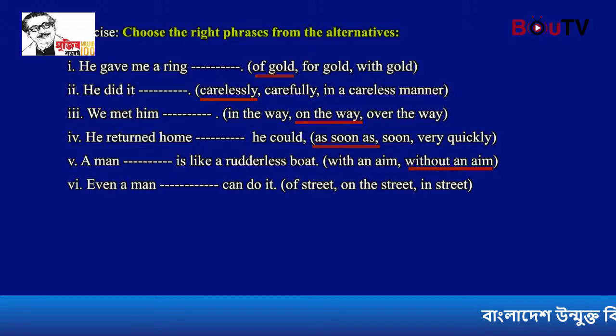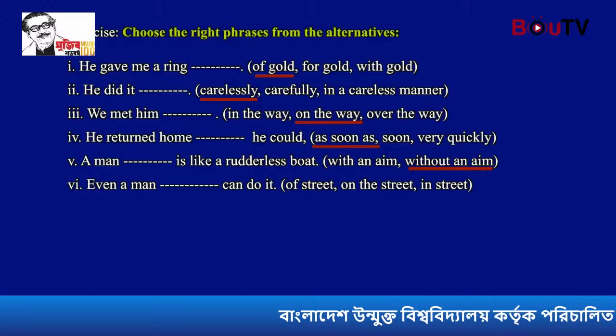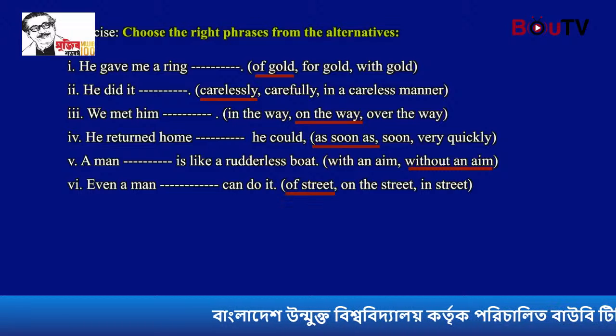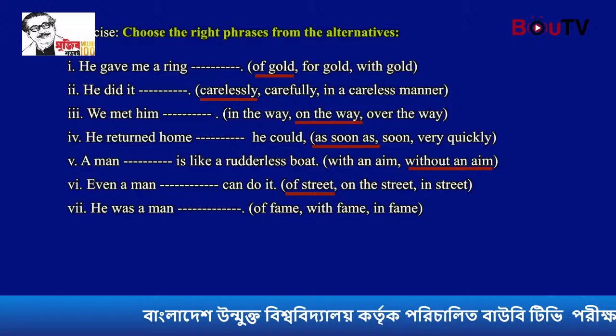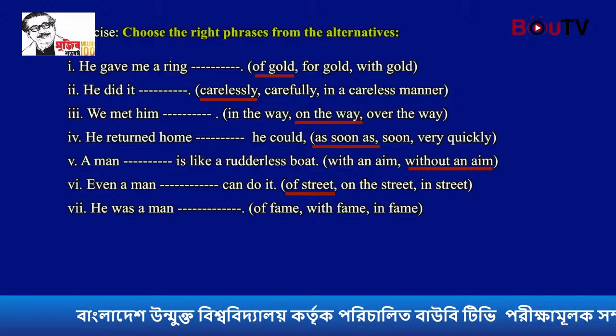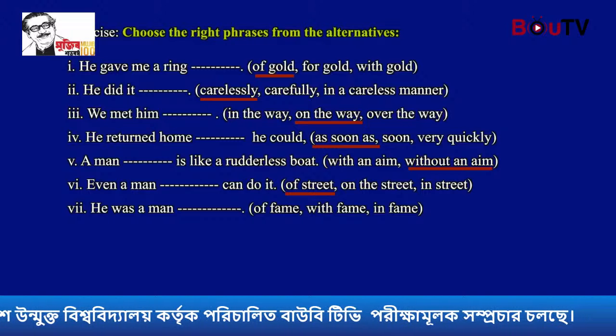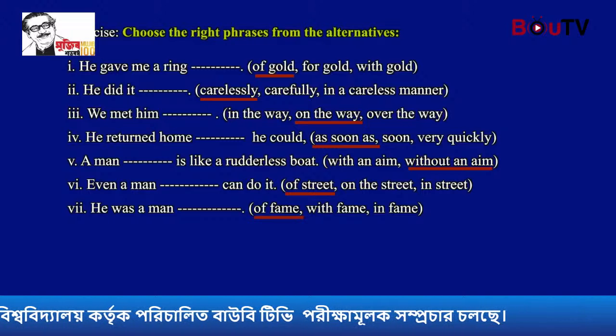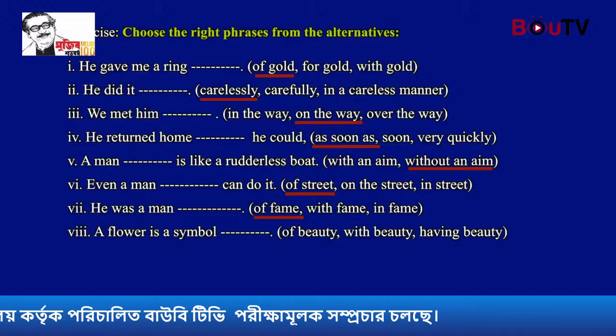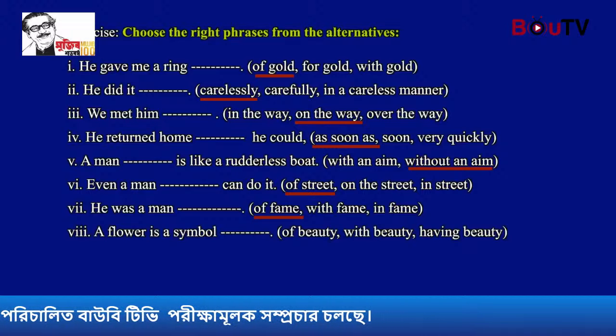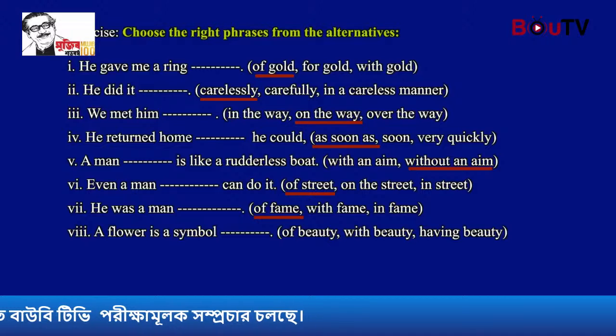The next one is, "Even a man dash can do it." The options are off street, on the street, in street. The correct answer will be off street. The next one is, "He was a man dash." The options are of fame, with fame, in fame. The answer will be of fame. Number 8 is, "A flower is a symbol of dash." The options are of beauty, with beauty, having beauty. The answer will be of beauty.